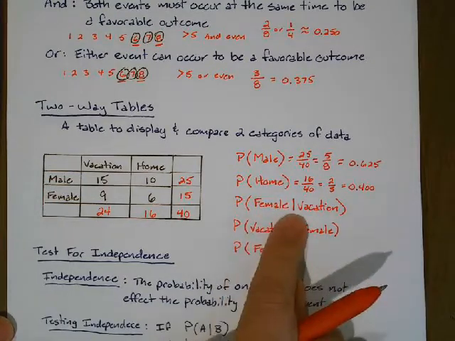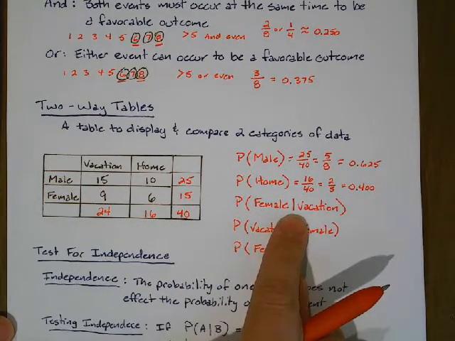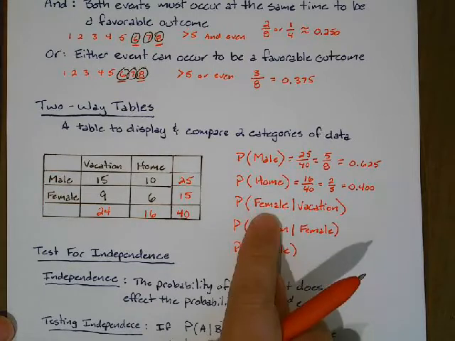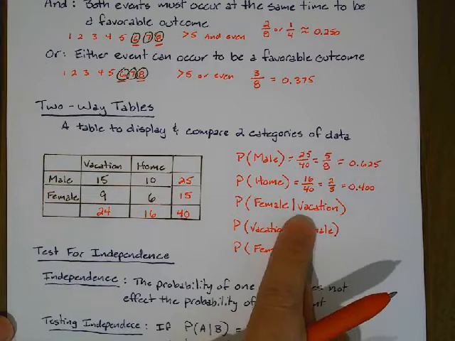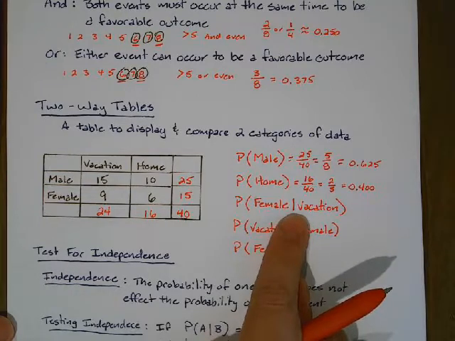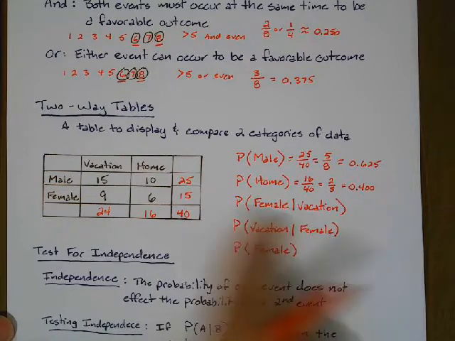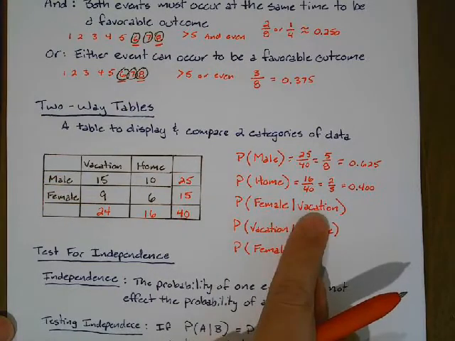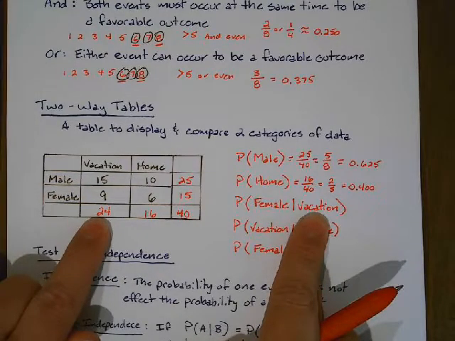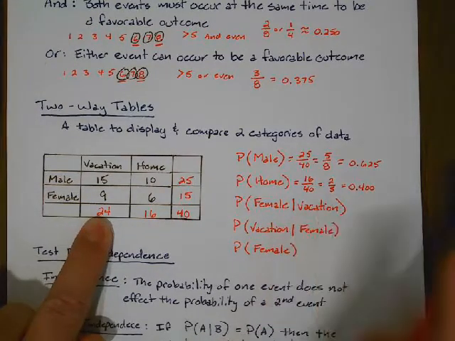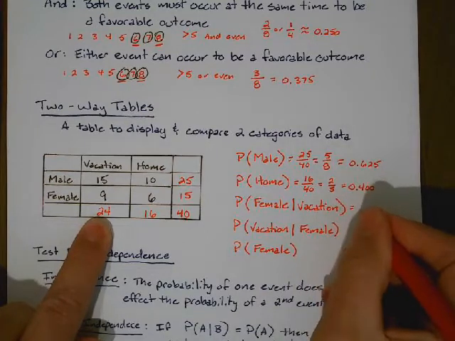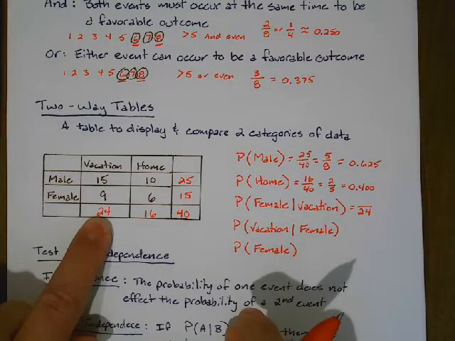Okay, here's a new thing. It's got a little line here. What this means is I want the probability that I pick a female, given that, and that's what that little line means. That line means given that they're going to go on a vacation. Now what this means is I'm only looking at the people going on vacation. So how many of them were going on vacation? There were 24 females going on vacation. So that's my denominator. That's my possible outcomes.